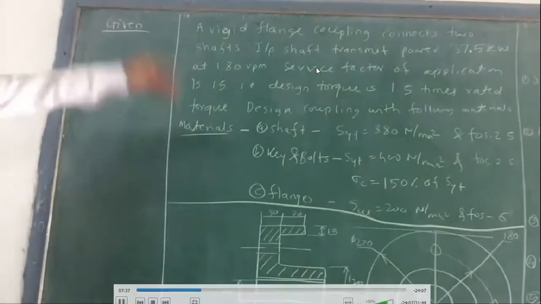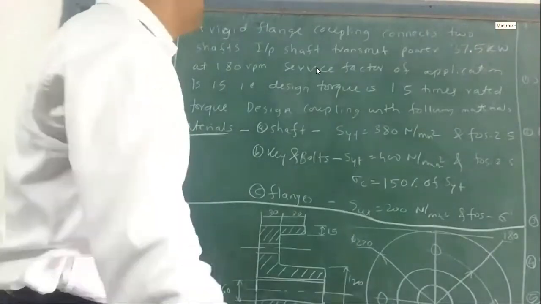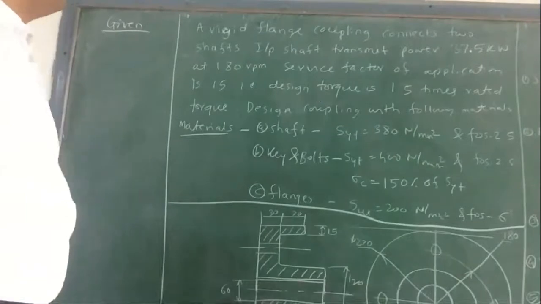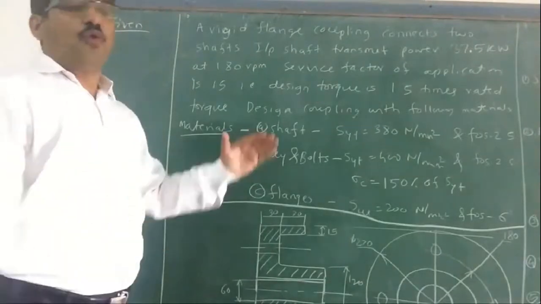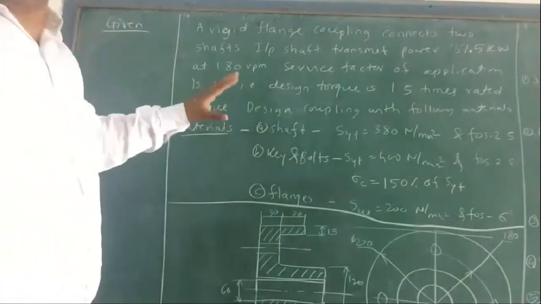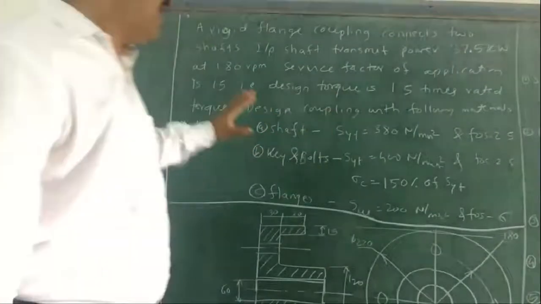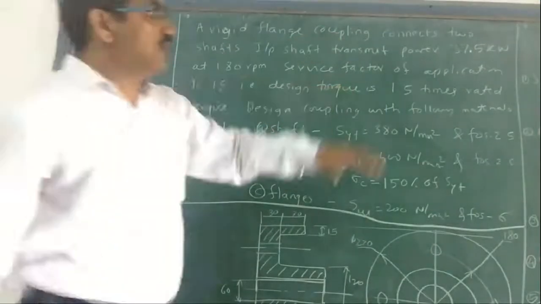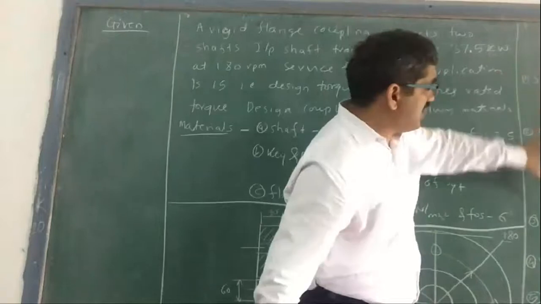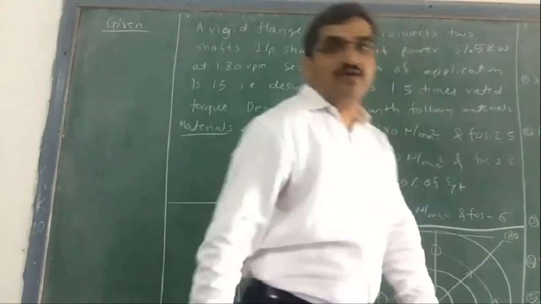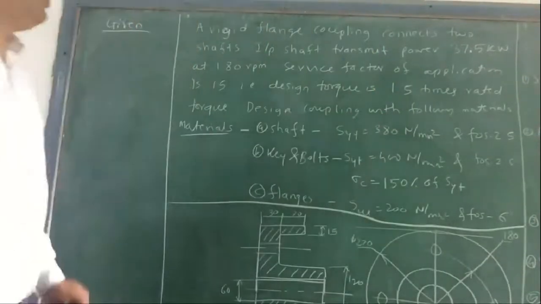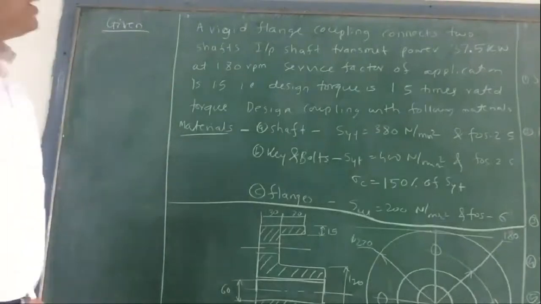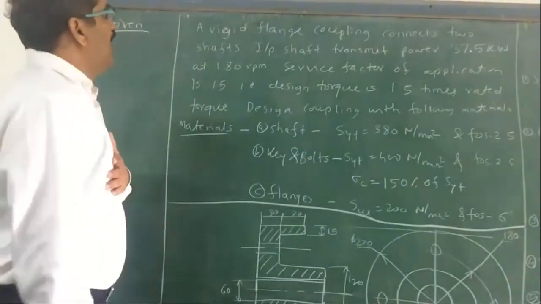While going to the numerical, we will go through whatever information we are getting. Okay, so a rigid flange. I am going through the numerical. We'll first note down whatever they have given, and then we will try to find out this part: the diameter of the shaft, the dimensions of the flange, and make sure that the flange is not failing.